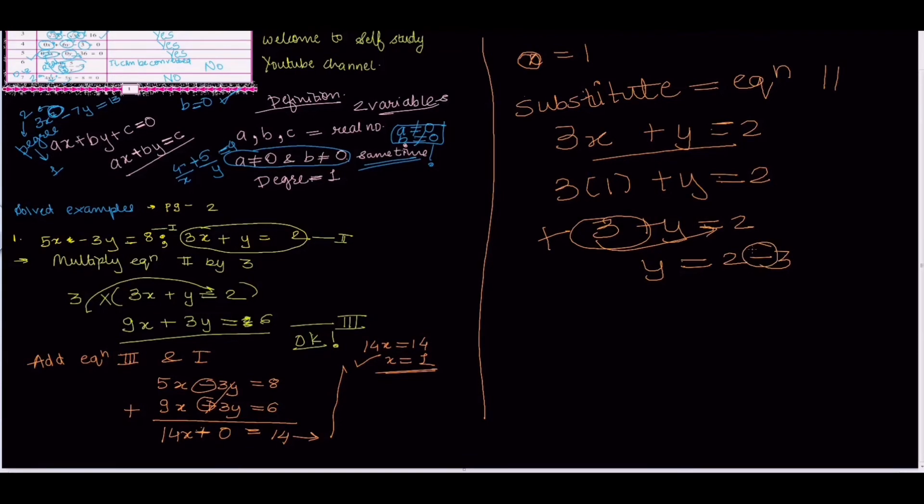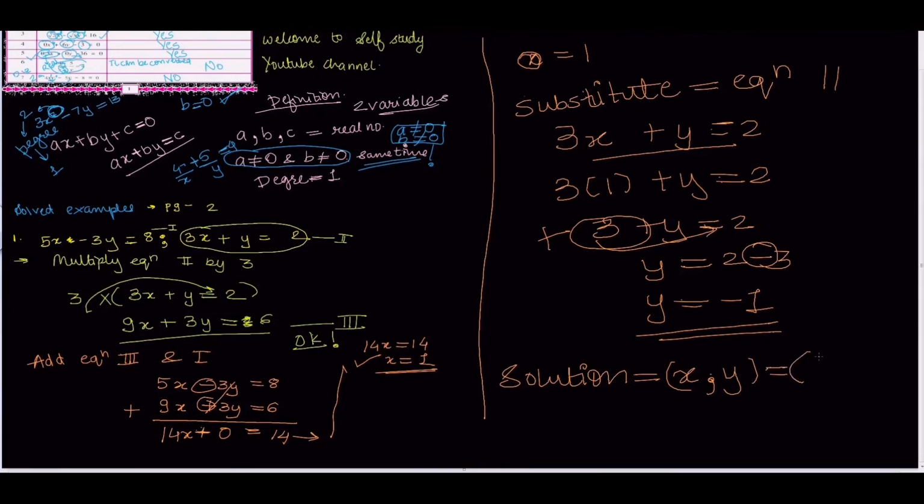Okay, so after going to that side it will become minus. So y equals minus 1. 2 minus 3 equals minus 1. So we got the value of x equals 1 and y equals minus 1. Therefore the solution of this equation is (x, y) = (1, -1). Remember this, how to write (x, y) equals (1, -1). I hope this is clear with you, right? Now we have to write x first, then y.